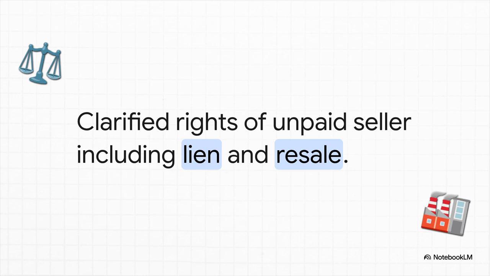Our next landmark case is M/S Shalimar Chemical Works Limited v. Surinder Oil and Dal Mills. As the text says, this clarified rights of the unpaid seller, including lien and resale. The facts here revolved around a complex commercial transaction where the seller had forcefully exercised their rights over goods when payment failed. The court's verdict explicitly validated exactly how and when a seller can legitimately hold on to goods under a lien and subsequently resell them to mitigate their financial damages.